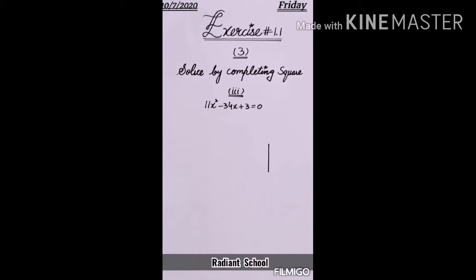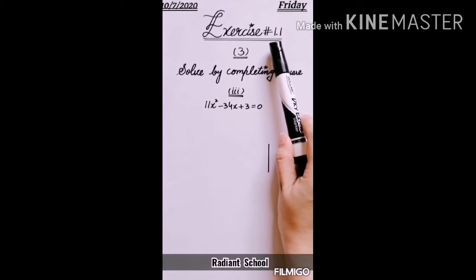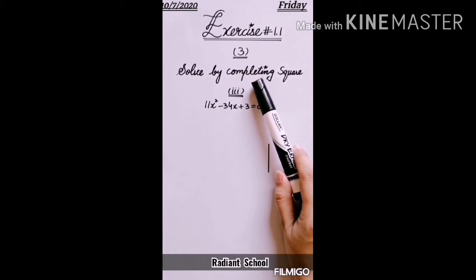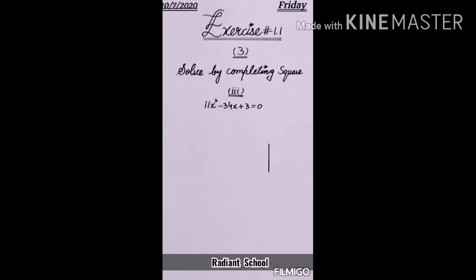You have completed your previous task of exercise 1.1, question numbers 1 and 2. Today we will start exercise 1.1, the same exercise, but we will discuss question number 3, that is the second method: solve the quadratic equation by the completing square method. Today we will discuss the completing square method. This is totally new for you, so try to understand and watch the video carefully.